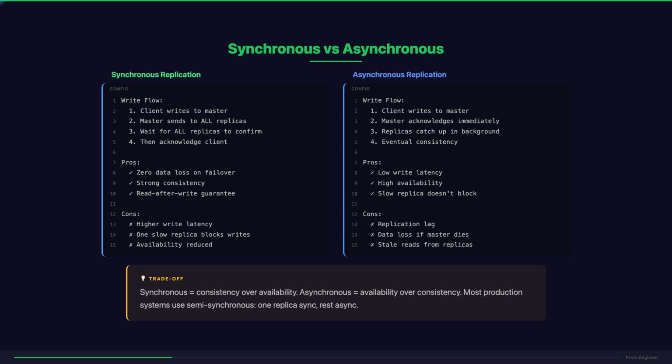Most production systems use semi-synchronous. One replica is synchronous for safety. The rest are asynchronous for performance. This gives you one guaranteed up-to-date replica for failover, without the latency penalty of full synchronous replication.